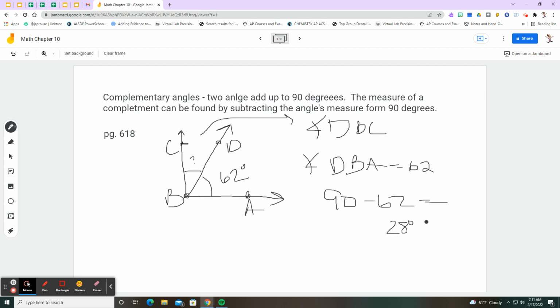And that is all we're going to do today. We're going to talk about supplemental angles and parallel lines and angle pairs tomorrow. So we're going to stop there for today.